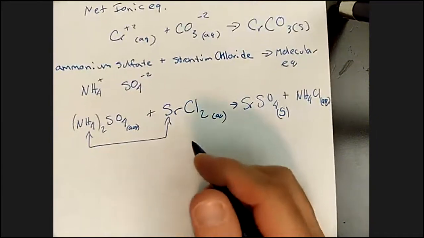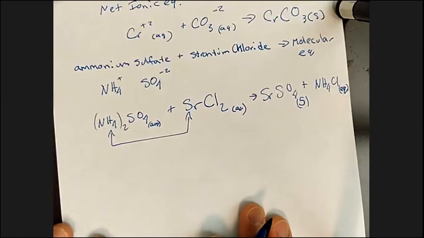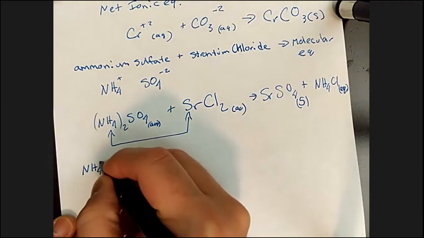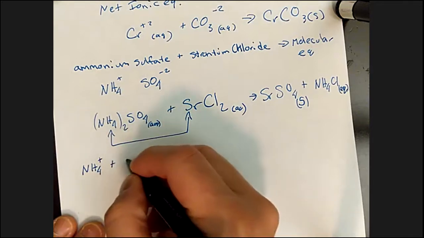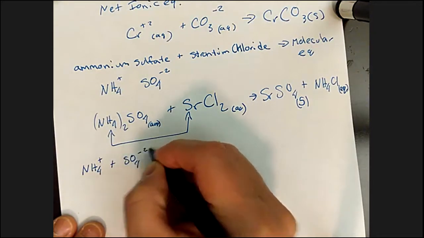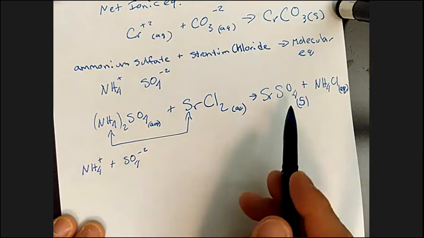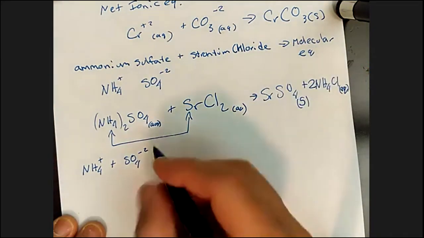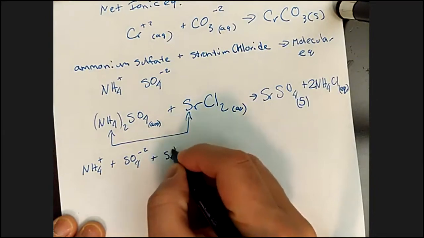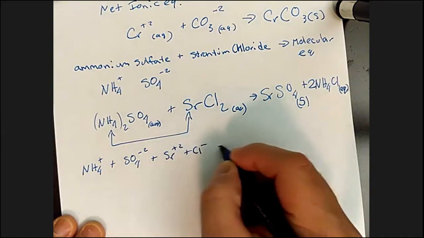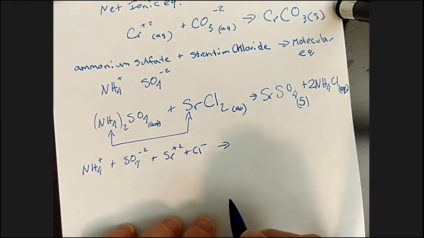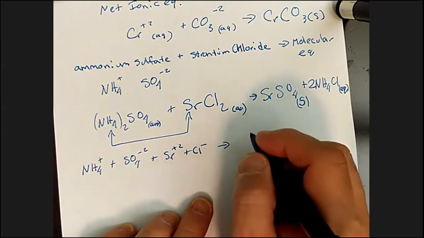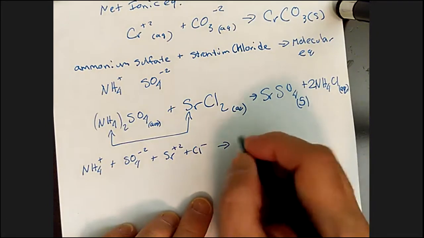You could separate out and do the total ionic equation. Everything that's aqueous gets separated. You'd also have to balance that too, so don't forget that. I don't really balance the total ionic equations, because it's a lot of ions to just be balancing.